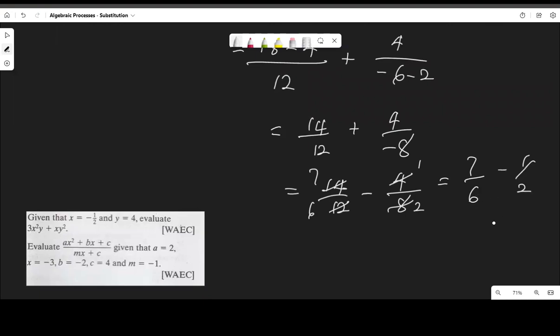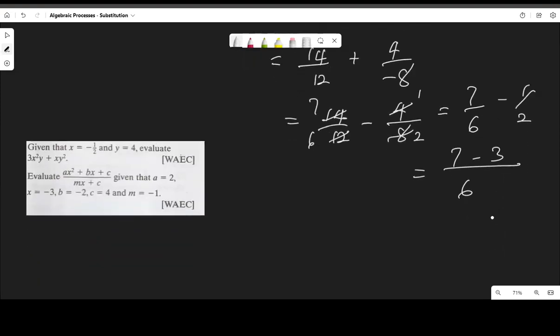LCM of 6 and 2 is 6. 6 divided by 6 is 1. 1 times 7 is 7. 6 divided by 2 is 3. 3 times 1 is 3. And 7 minus 3 is 4. I have 4 over 6. Then reducing this fraction, 2 here 2, 2 here 3. So my final answer is 2 over 3.